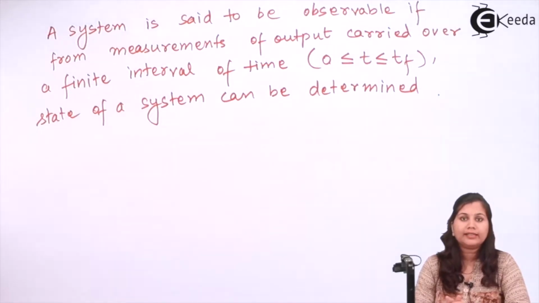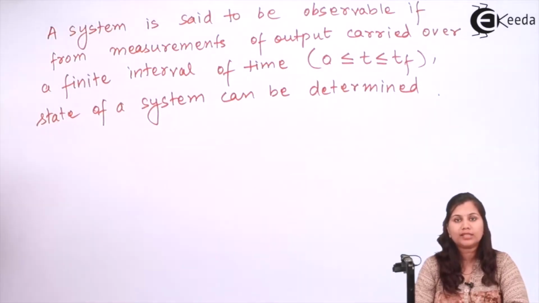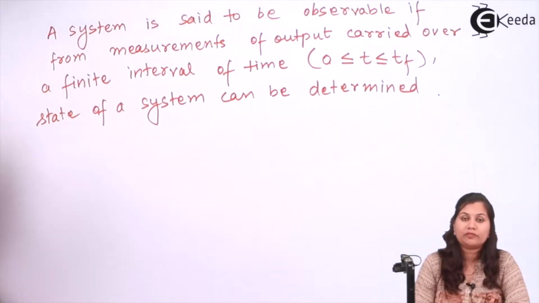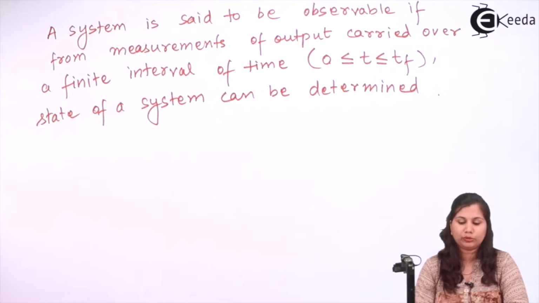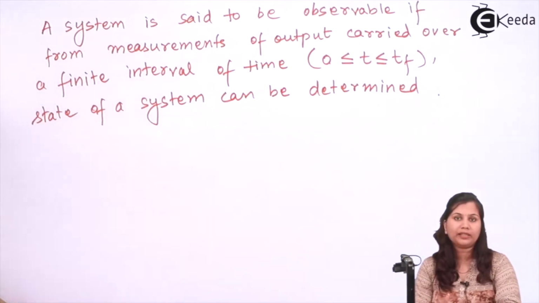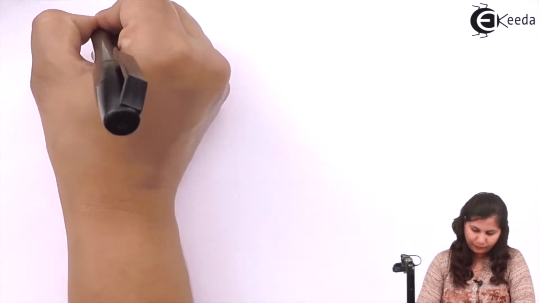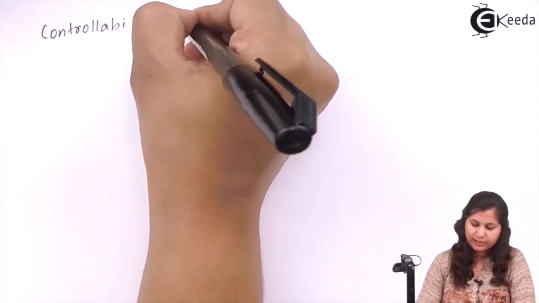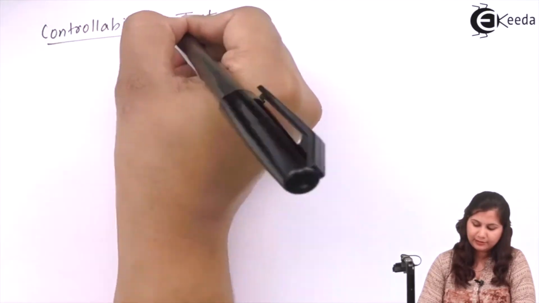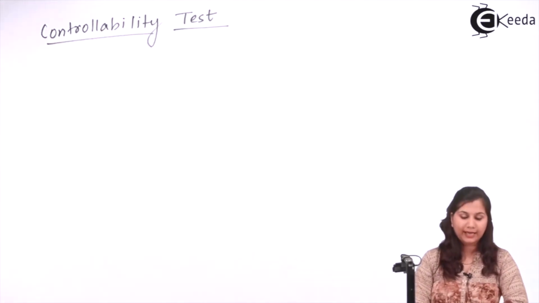Now Kalman defined how we can measure the controllability and observability of a system. If the state model is given to us, then through the state model, how can we determine whether this system is controllable or not, and whether it is observable or not? So let's see how we can determine it. This is the controllability test defined by the scientist Kalman.